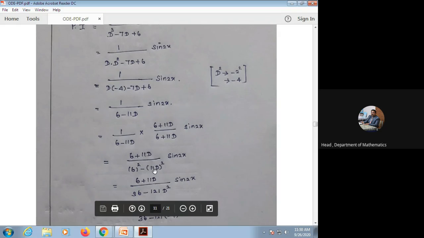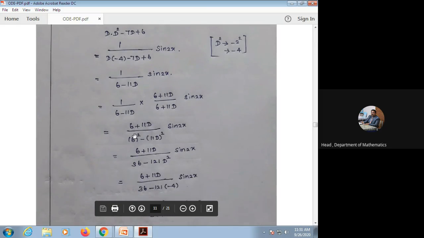What is the formula for (a minus b) into (a plus b)? a squared minus b squared. Here a value is 6, therefore 6 squared minus b squared. That is, 11D is b, therefore (11D) whole squared. Therefore, a squared minus b squared form into sin 2x as it is. Therefore, the numerator is 6 plus 11D, divided by solving the denominator.